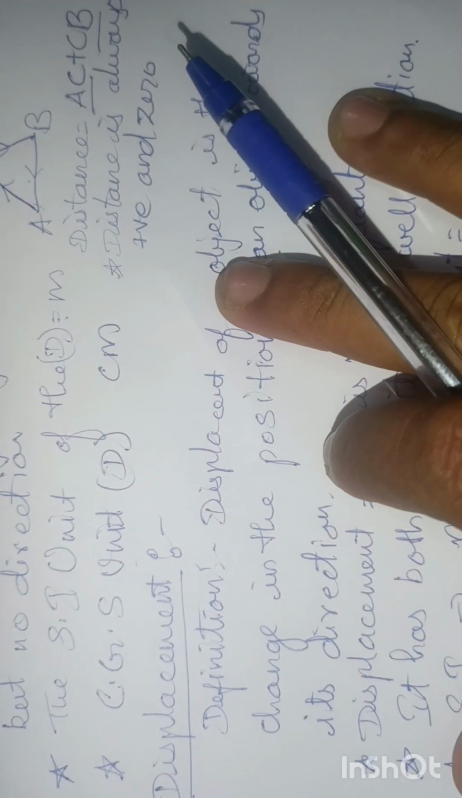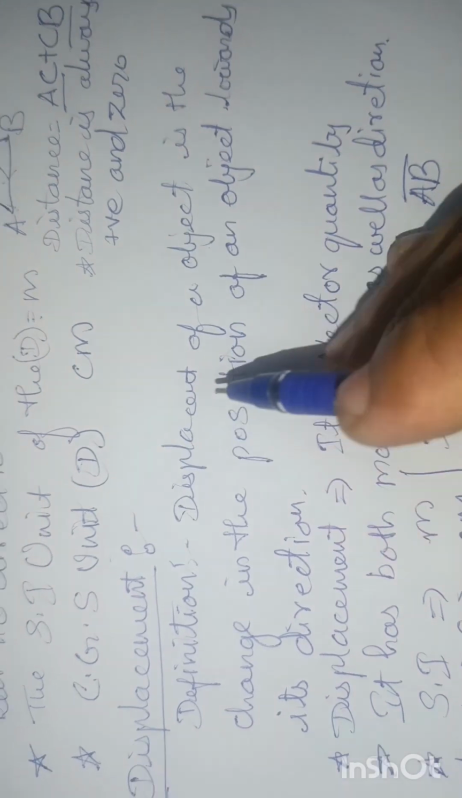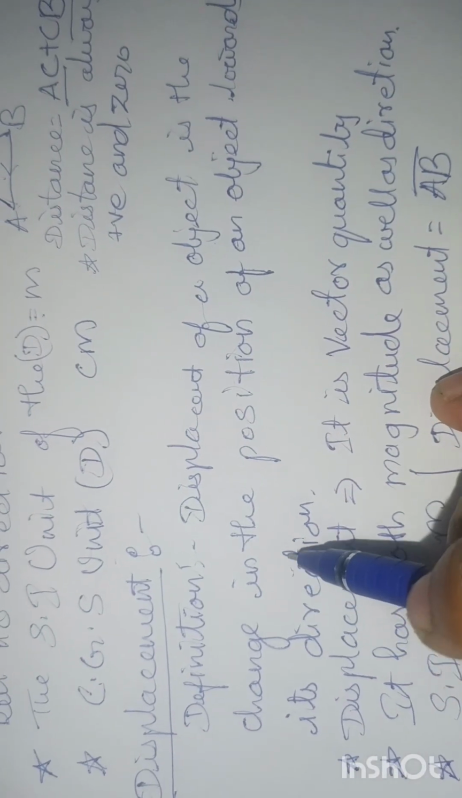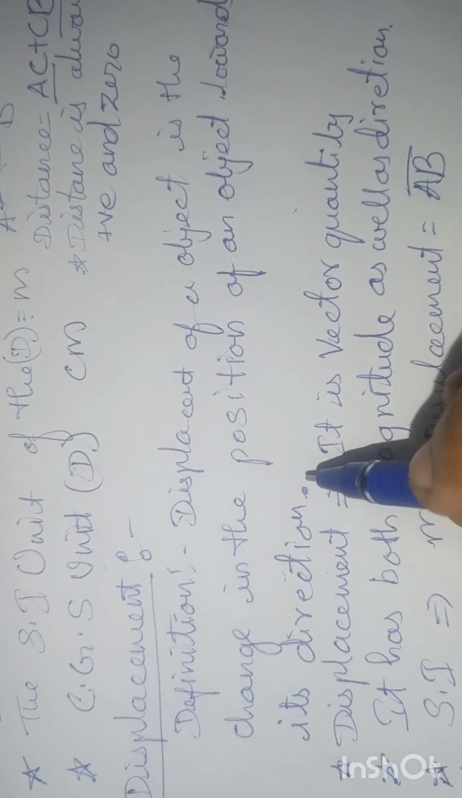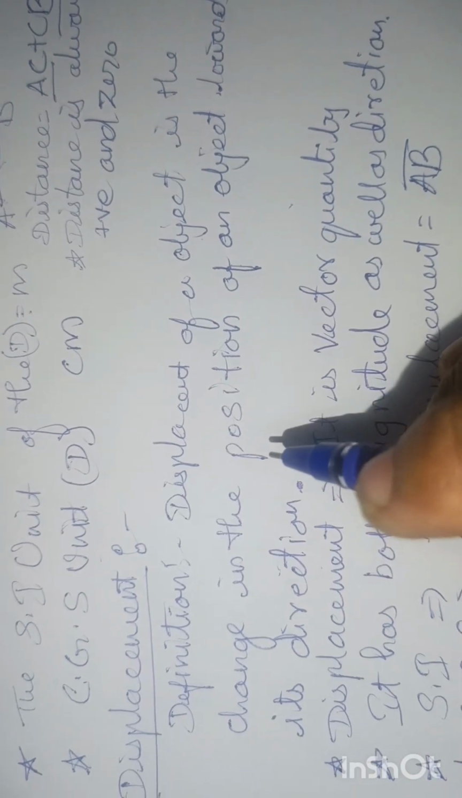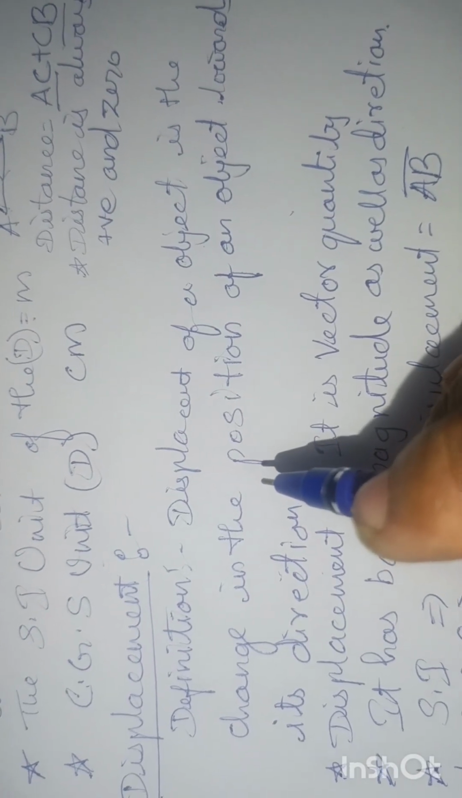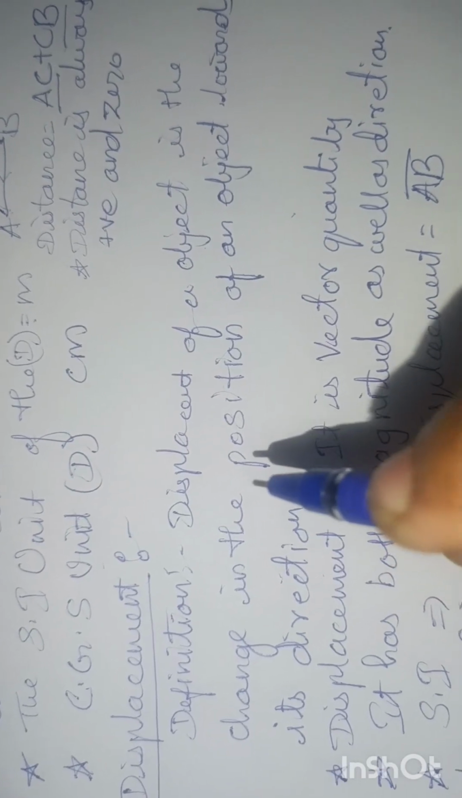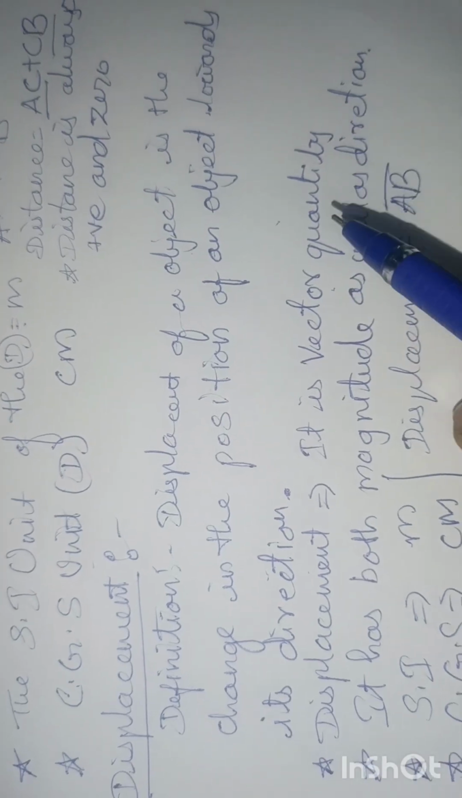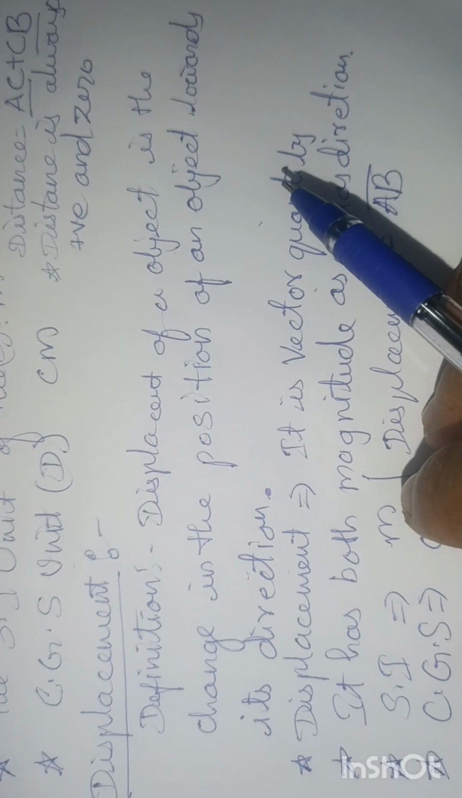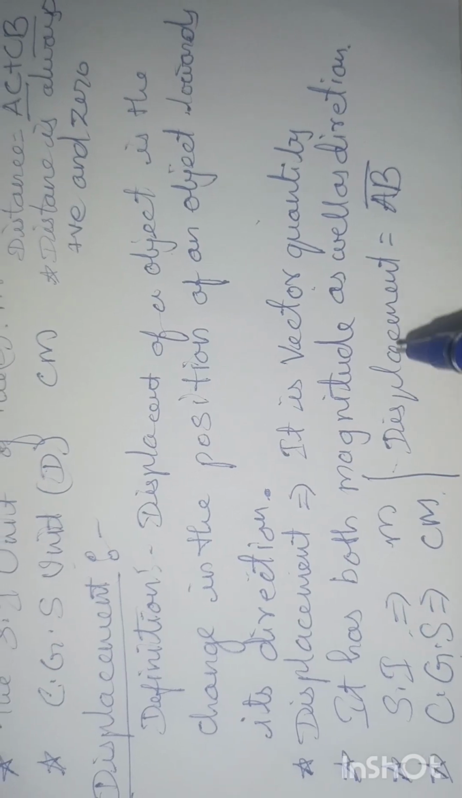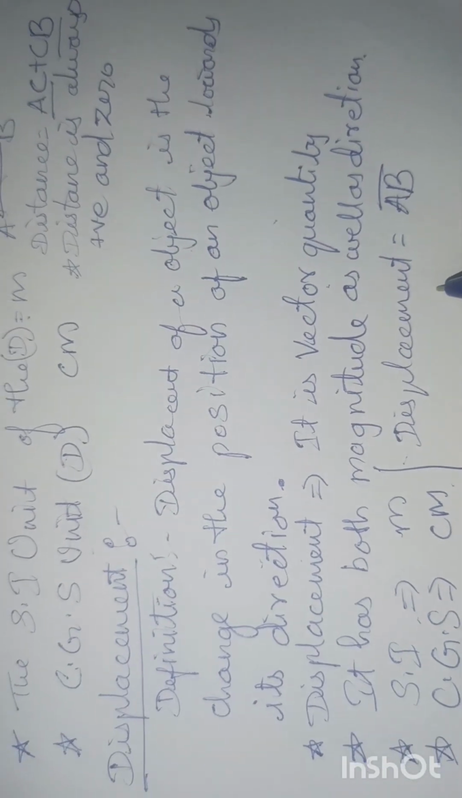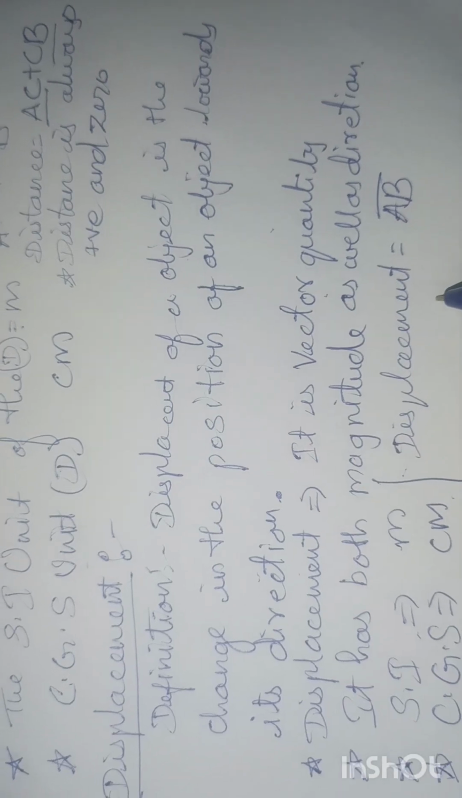Next, we are going to discuss displacement. As we know very well, displacement of an object is the change in the position of the object towards its own direction. In other words, it is the shortest path traveled by the body. The shortest path traveled by the body is called the displacement. Displacement is a vector quantity which has both magnitude as well as direction, and the SI unit of displacement is meter, the CGS unit is centimeter, and displacement can be represented as AB bar or AB vector.